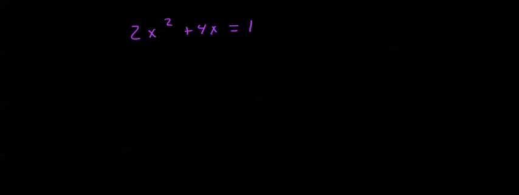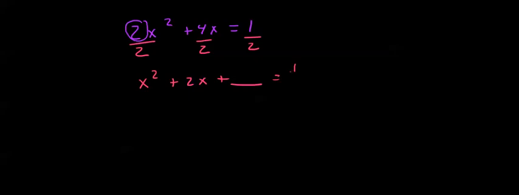Actually, we might do two more. The next one is 2x squared plus 4x equals 1. We want this coefficient to be a 1, so we divide by 2, divide by 2, divide by 2. Uh-oh, a fraction. And we get x squared plus 2x plus something equals 1/2 plus something. We take half of this and square it. 1 squared is 1 plus 1 plus 1.